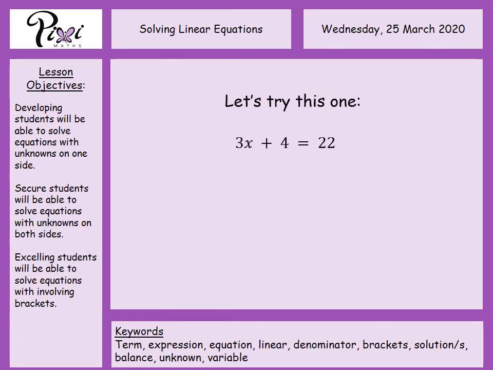Let's try this one. 3x plus 4 equals 22. First, remember the steps? Yes. I will subtract 4 from both sides. So, I will have 3x equals 18. Then, I will divide both sides by 3. The answer will be x equals 6.